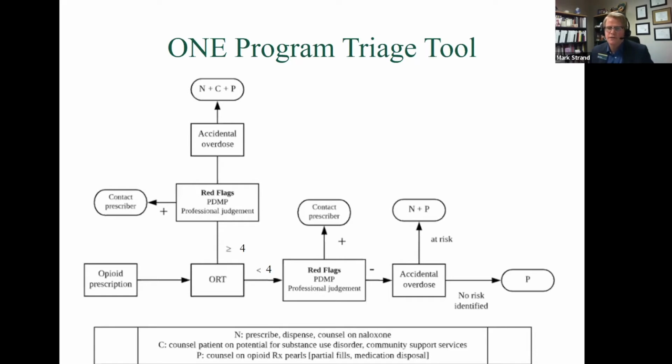First, prescribing naloxone, that's the N. C would be counseling the patient on substance use disorder, that's the C. And then P, counseling them on pearls for safe opioid use, that's the P. On the other hand, if their ORT score or their risk of substance use disorder is low, they would still go on to do red flags for accidental overdose. And then that would result in naloxone prescribing and counseling on safe opioid use, but less attention paid to counseling on substance use disorder because they were not screened as at risk for that.